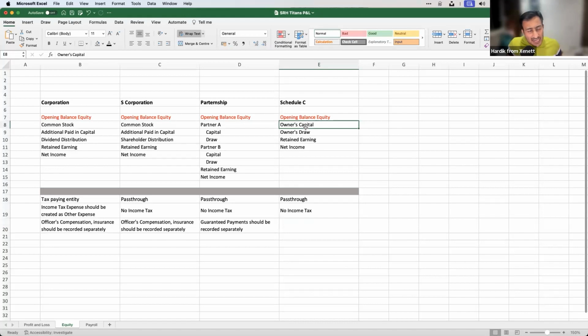So this is a pretty important thing when it comes to setting up the equity structure for any sort of business, because it all depends on what kind of entity it is. And once we have set up the structure, it is also quite important to have these accounts, and also the transactions that I was just speaking about, like the pass-through transactions or the income tax transactions, should be handled accordingly. All right. So this is about the equity.